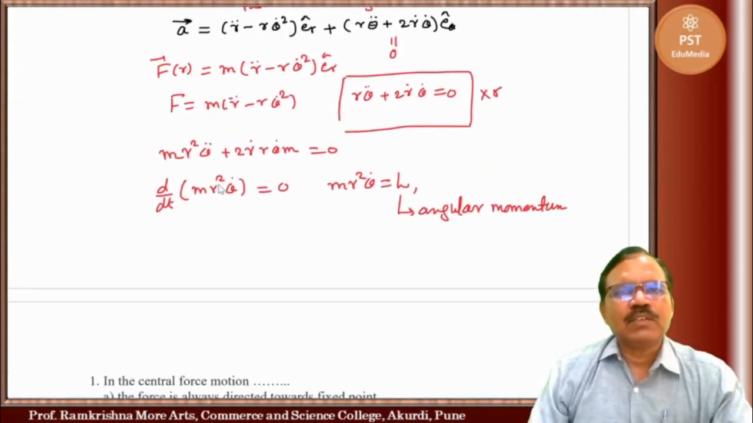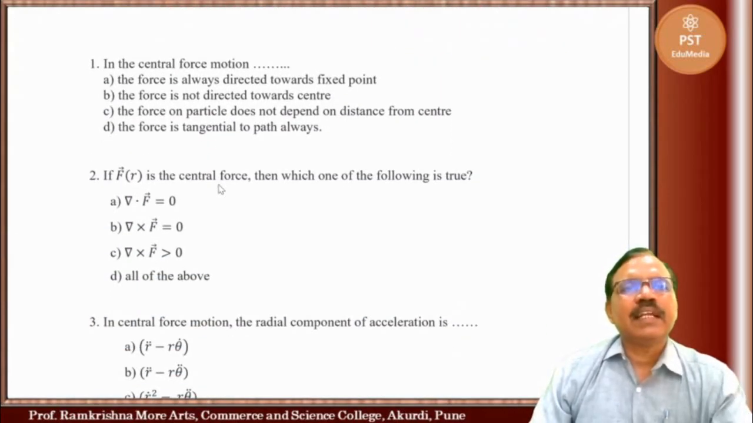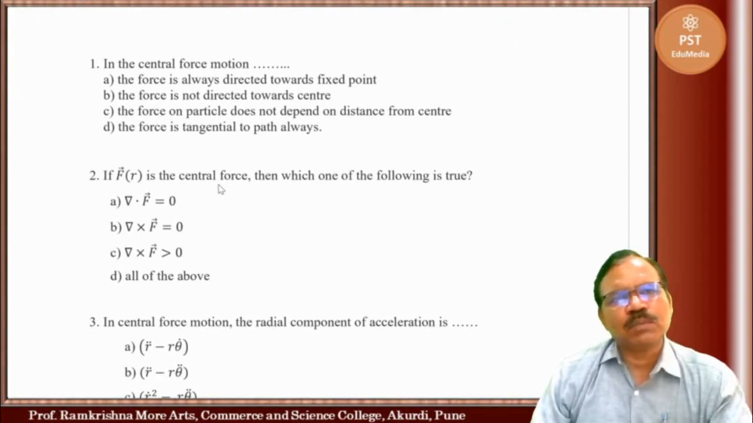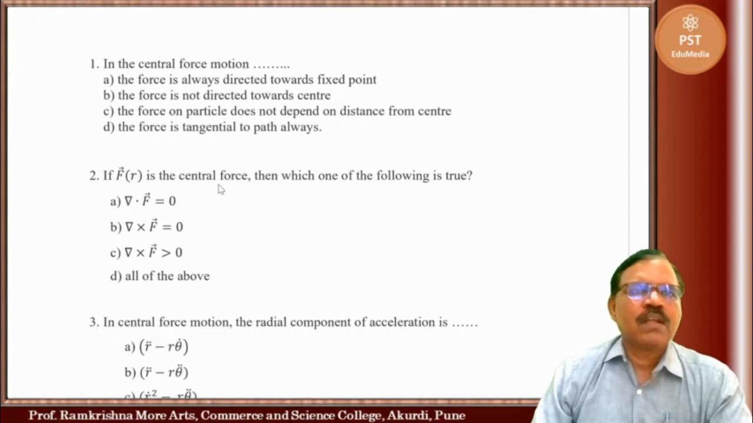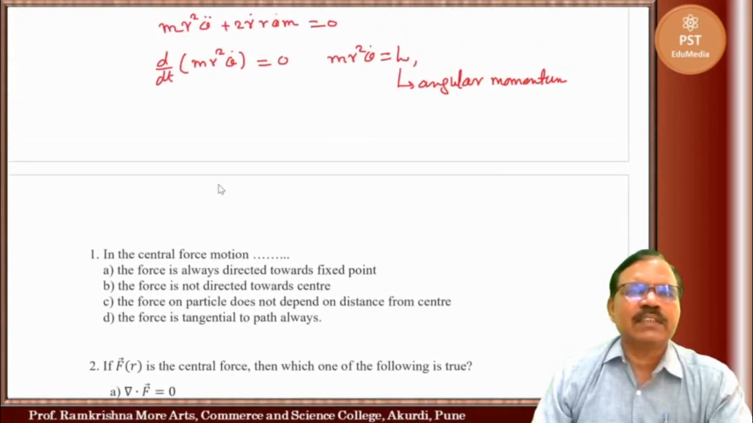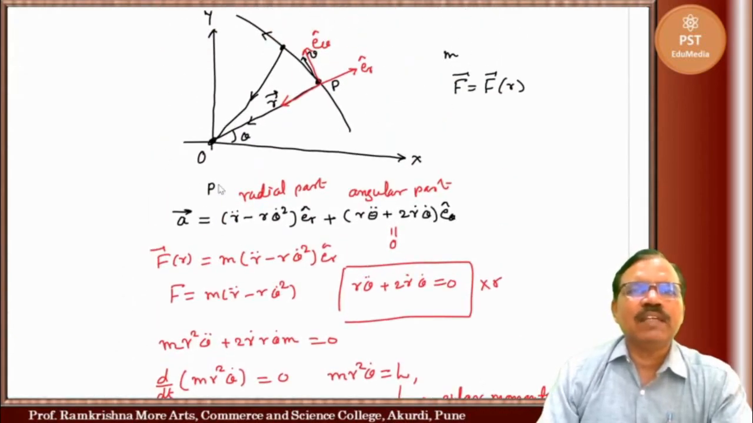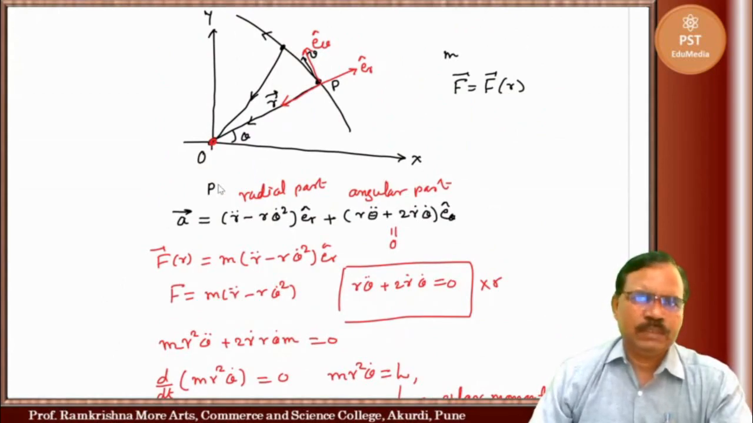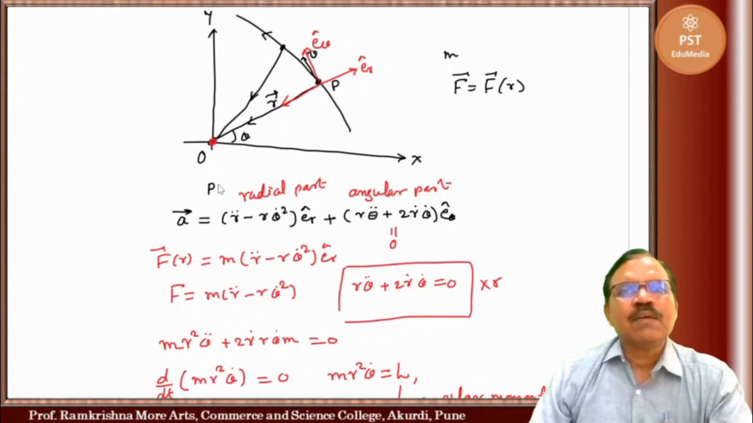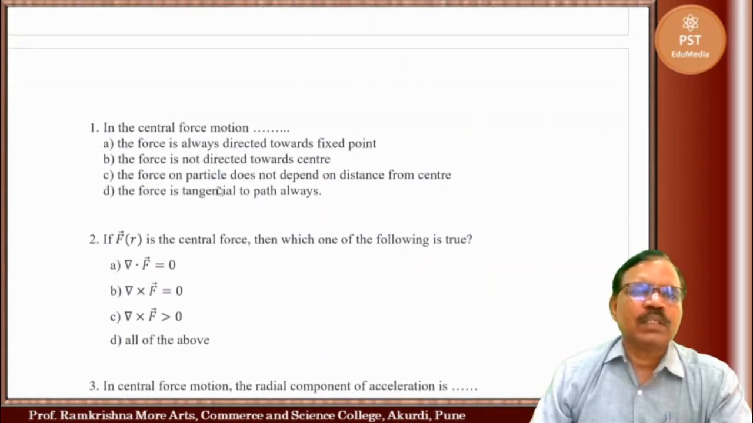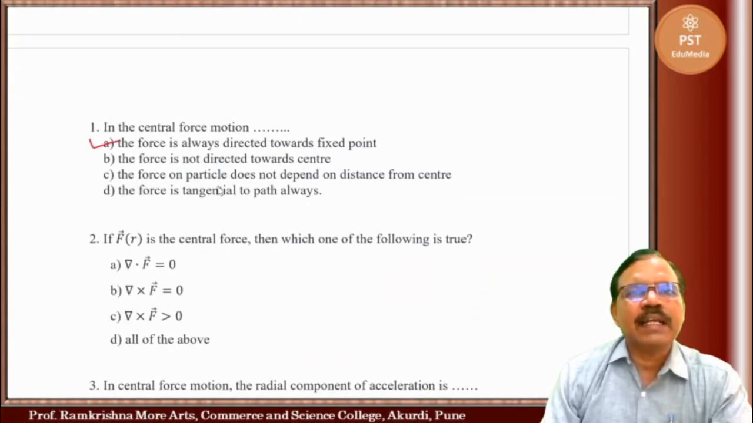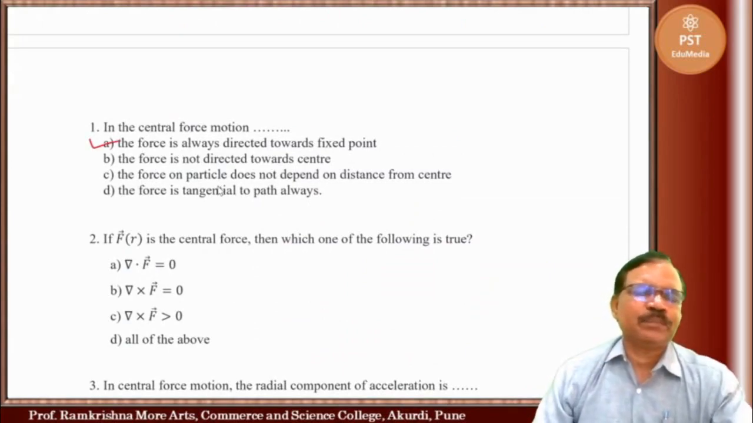Now let us go to multiple choice questions. In the central force motion, the force is always directed towards a fixed point. The options: the force is not directed towards center; the force on the particle does not depend on distance from the center; the force is tangential to the path always. Just as we have seen here, the force is always directed towards some fixed point, and it depends on the distance between the body and that point. So the force is always directed towards a fixed point.